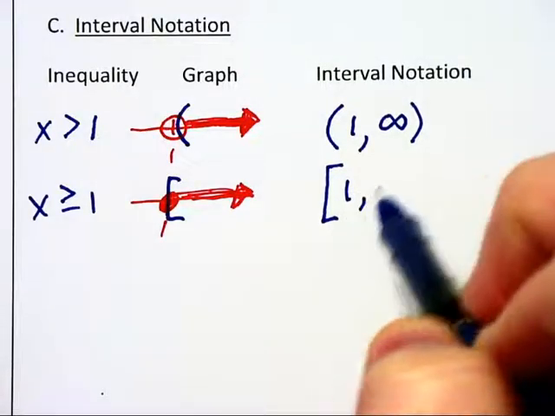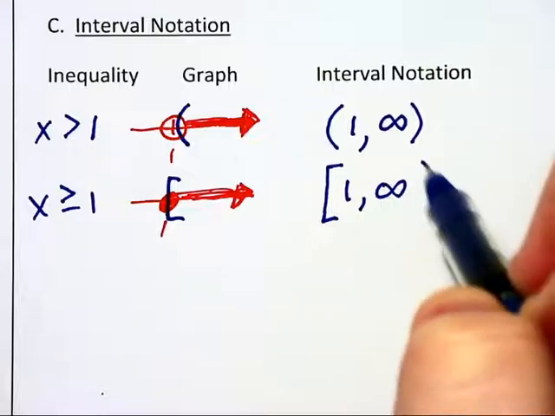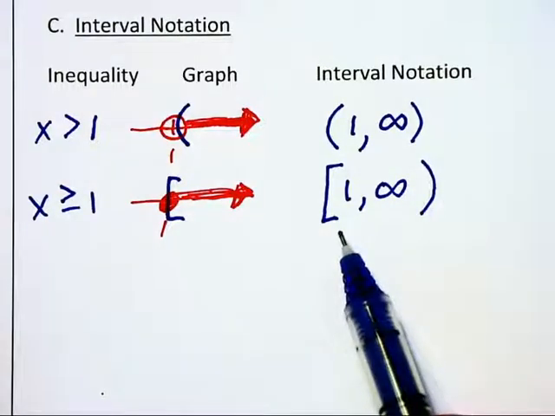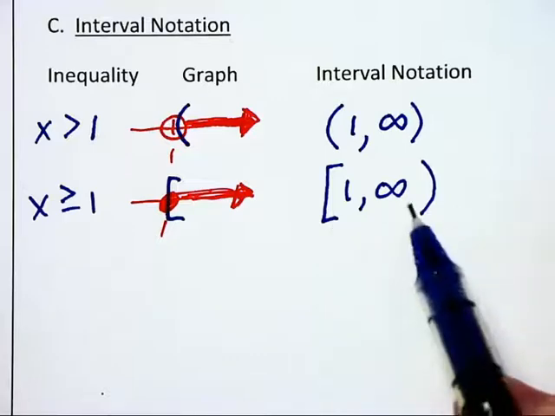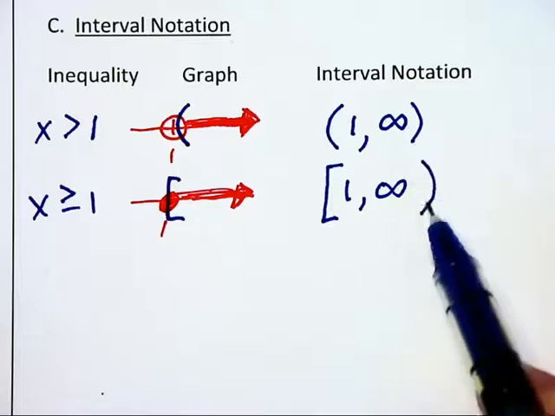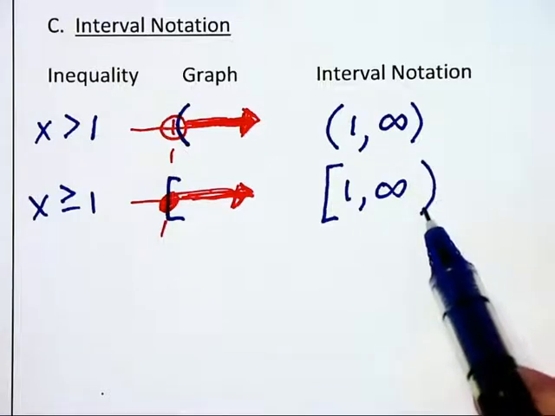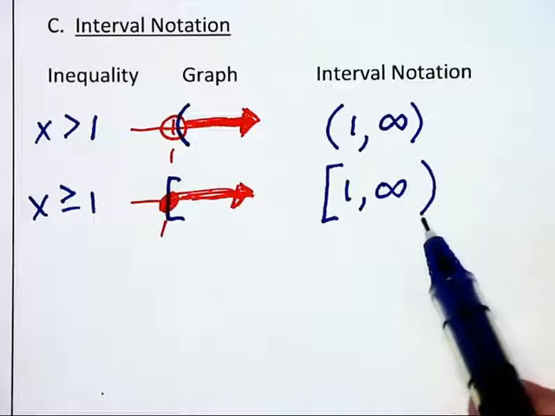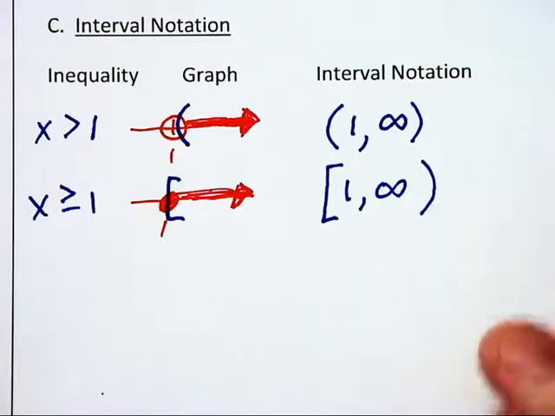So this would be also from 1 to infinity, but that squared bracket, by contrast, would tell you that the endpoint is included. We never put a square bracket next to the infinity because infinity is not a number, it's an idea, and you can never equal an idea. So we just use a parentheses at infinity, and that's an always statement.